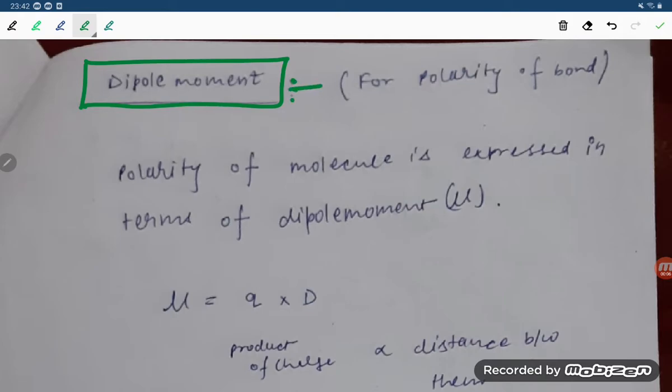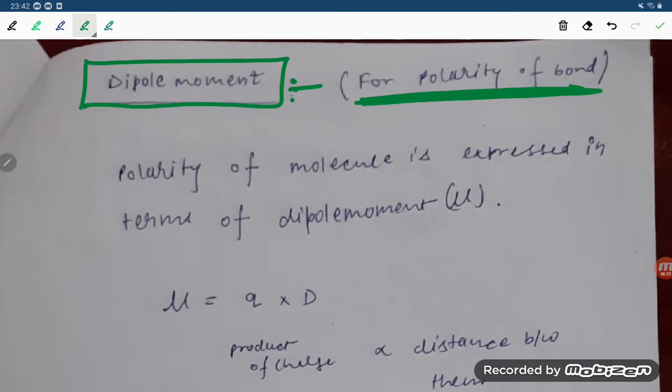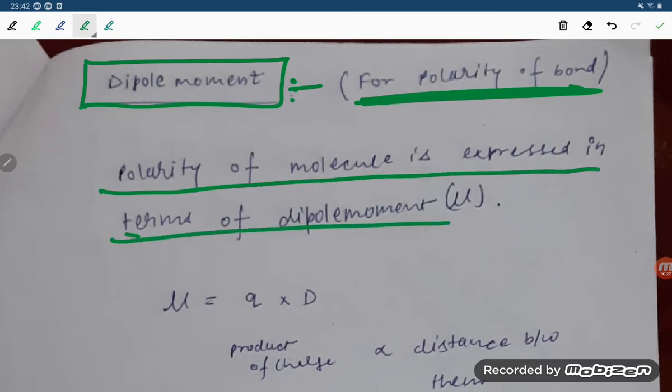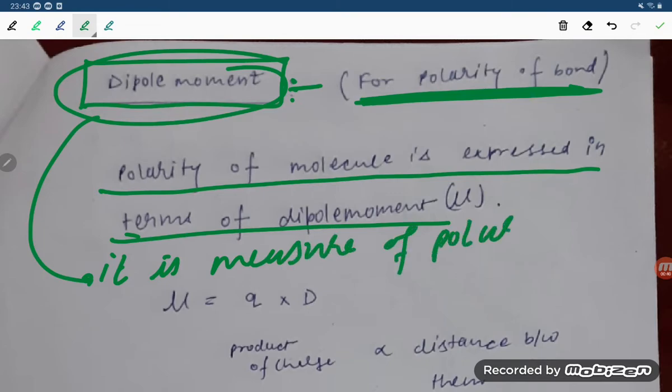So, the dipole moment is for the polarity of a bond. We are calculating the dipole moment of a polar bond. The dipole moment is the measure of the polarity of the bond. The polarity of a molecule is expressed in terms of the dipole moment. How can you define it? It is the measure of the polarity of a bond.